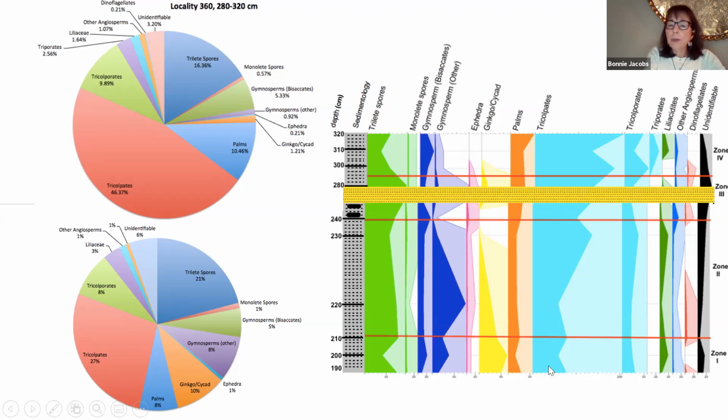And you can see how there's a big change in the quantity of tricolpates as you go from the bottom to the top. And of course, the bottom was deposited first. That's the older part of the section, and the top is the younger part of the section. So you do see variation in the amounts and the kinds of pollen that you get through the section. And this is just locality 360.